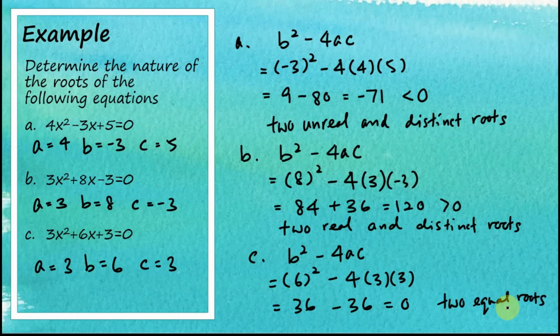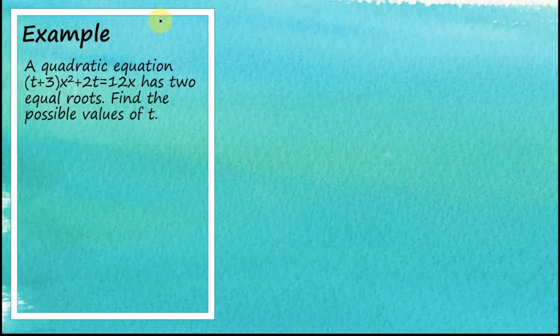Okay, and the roots are real. The roots are real because we don't have the square root of negative numbers, or we can say two real equal roots. So this is how we determine the natures of roots of a quadratic equation. Now let's see these examples.